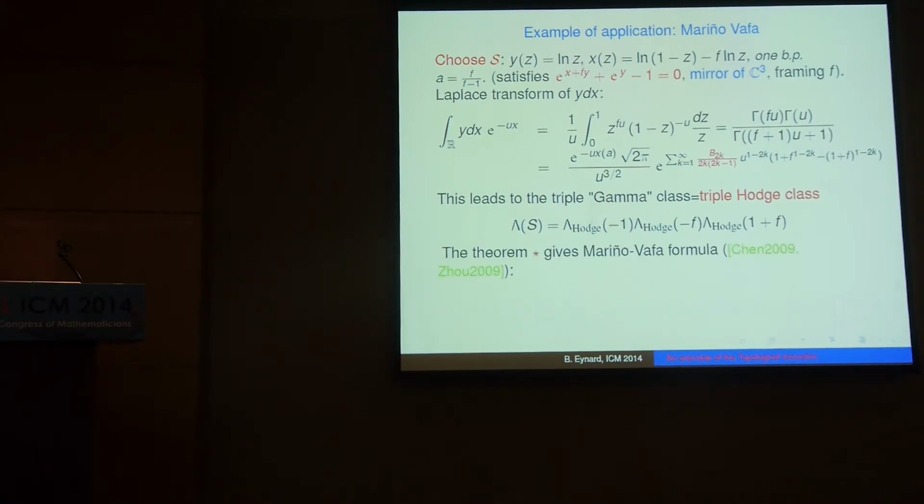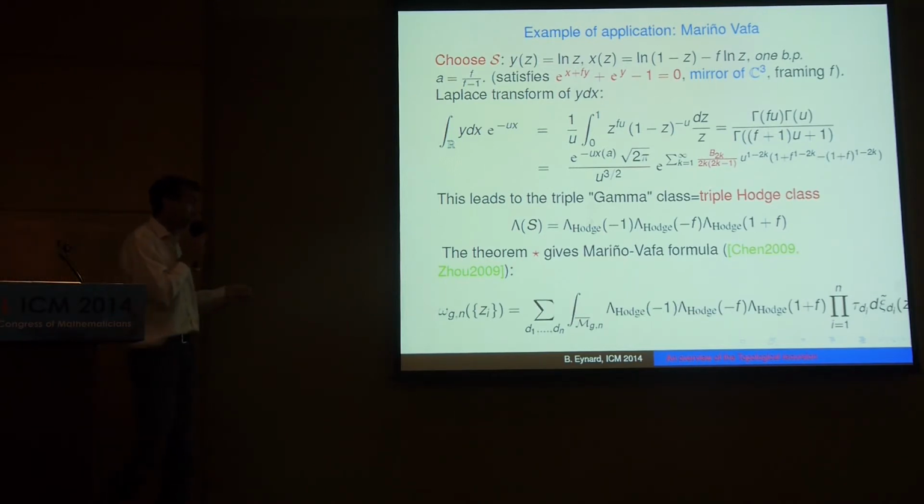So again, by using this star theorem, without much effort, what you get is that the omega g,n of that curve, which is the mirror of C3, is a combination of triple Hodge integrals. And those triple Hodge integrals are the Gromov-Witten invariants of C3.